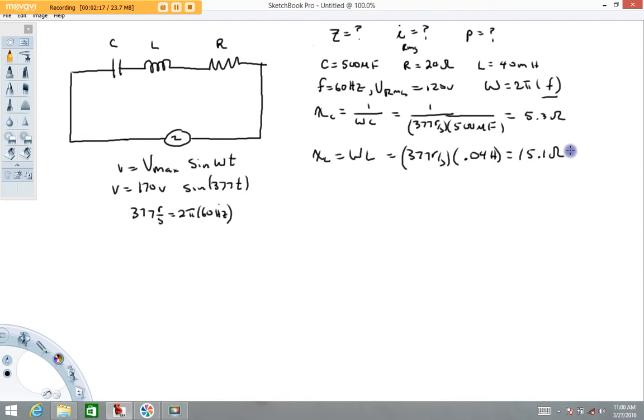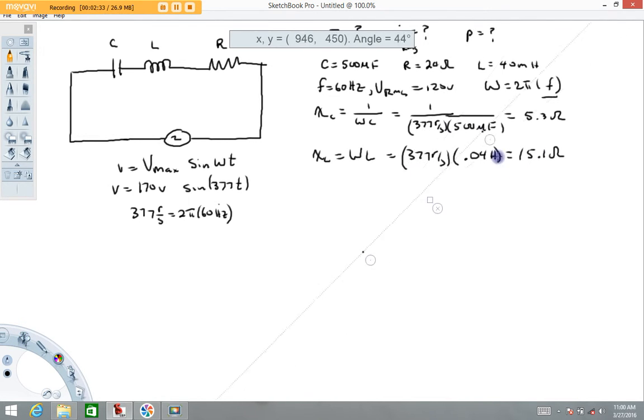Now right now we can tell something about this circuit. The inductive part of the circuit is going to carry a heavier load than the capacitive part. The reactance is higher. So this is going to be more of an inductive type of circuit. We're going to keep that in mind when we draw our phasor diagram. All right, and that's what we do next.